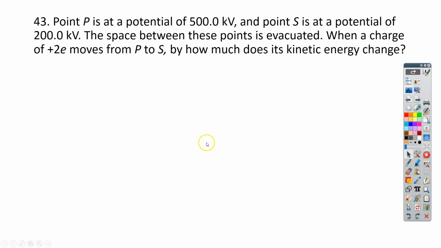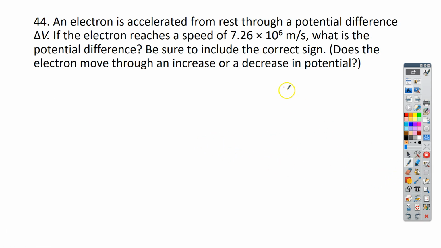For the next one, which is number 44, we have an electron which is accelerated from rest through a potential difference of delta V. If an electron reaches a speed of 7.26 times 10 to the 6 meters per second, what is the potential difference? And they want us to include the correct sign. So for number 44, we know that the change in potential energy should be equal to negative Q delta V, but here we're just going to say e, since we're talking about this elementary charge, delta V. It's an electron. And that's equal to negative delta K.